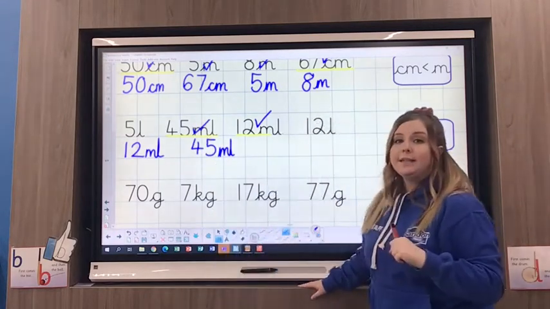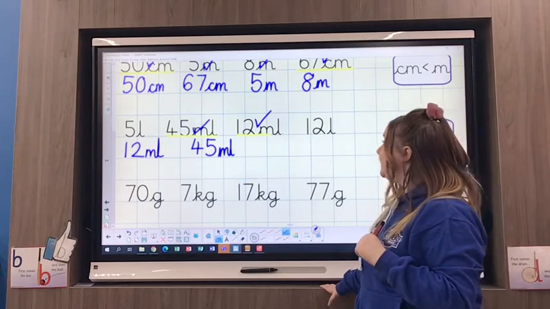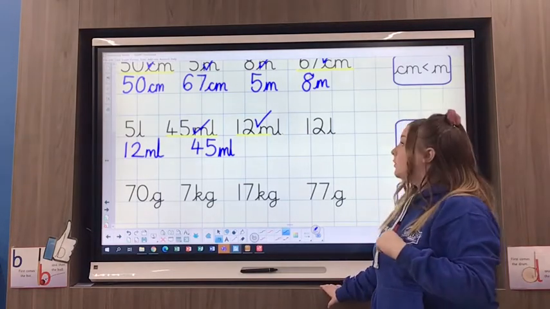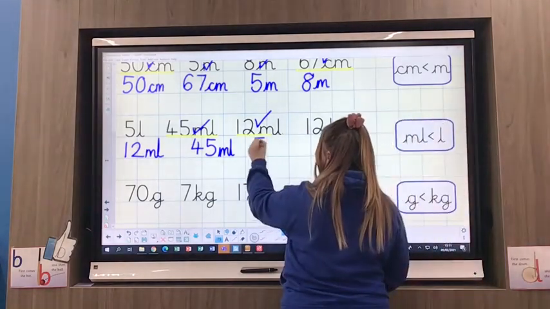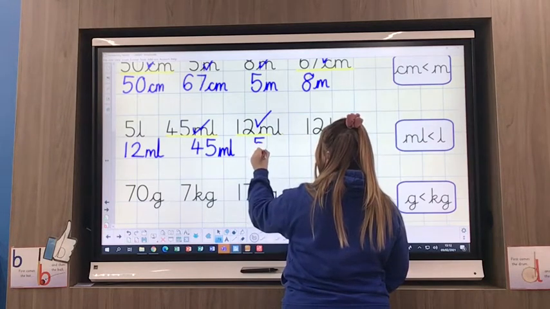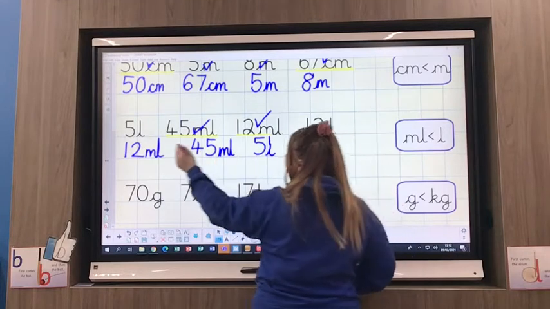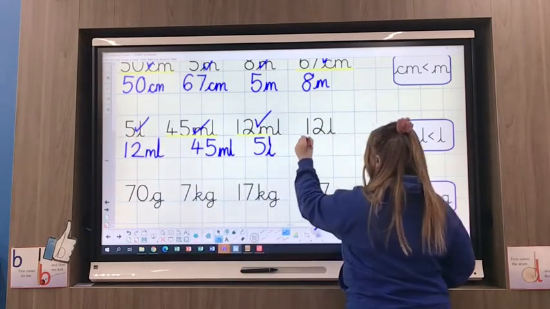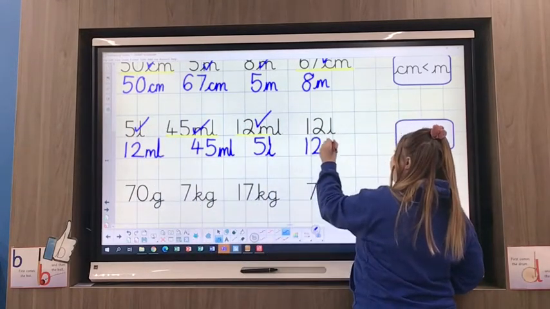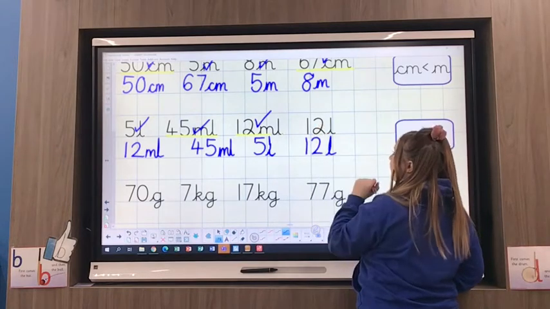Then out of our litres, we've got 5 litres or 12 litres. Okay, so we'll start with the 5. And that means that 12 is our biggest amount.